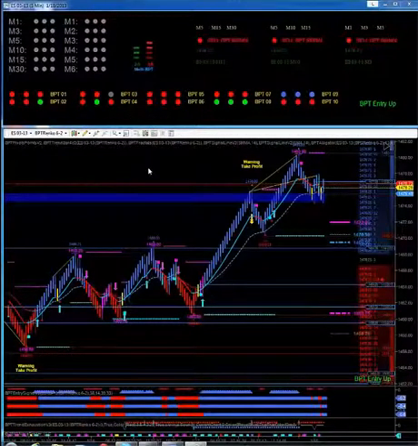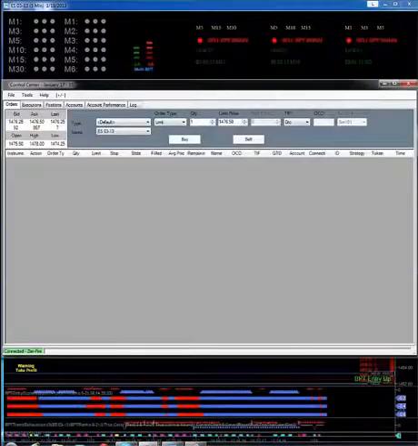In the window directly below, a chart of ES is running with hybrid Renko bars. ES, of course, is the symbol for the E-mini S&P 500 futures contract. Before taking a closer look at the components, let's review how to create a trading panel in NinjaTrader.